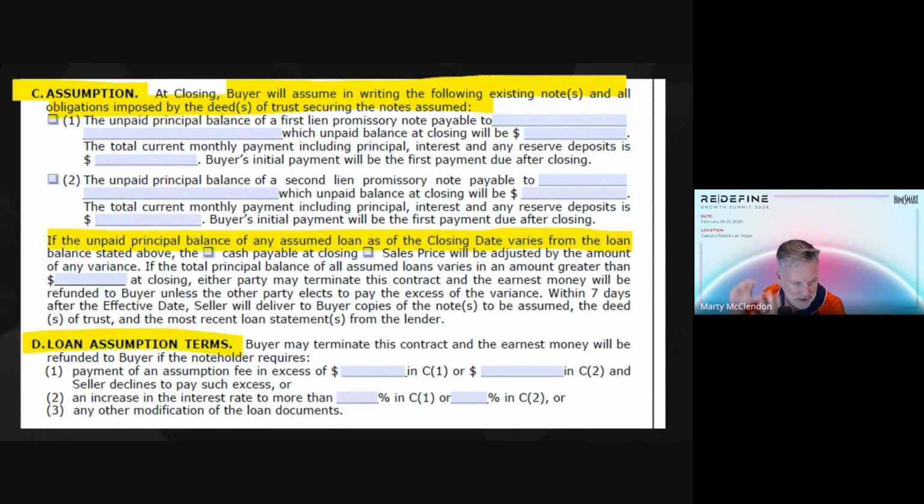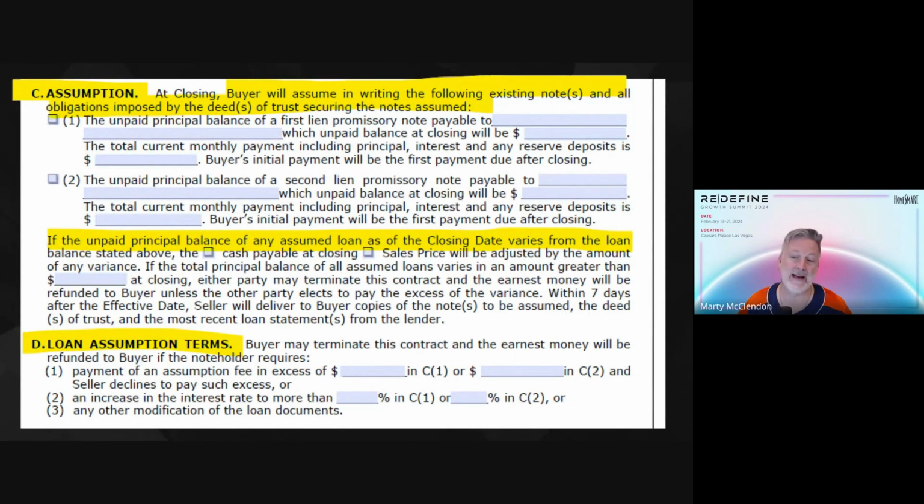Okay. Then it goes on to say, if the total principal of all assumed loans varies in amount greater than, you can put this in there at closing, either party may terminate. So let's say you're assuming $450,000. Let's say you put in there $10,000 and it's $460,000. If that's the terminology, then either party can give notice of termination saying, all right, this is not what we agreed to. It allows an out for seller or buyer at that point in time. So interesting on that one too. And then it says earnest money will be refunded to the buyer in that event.